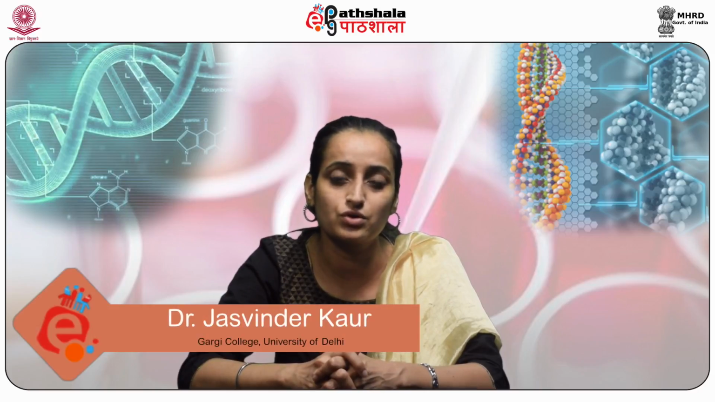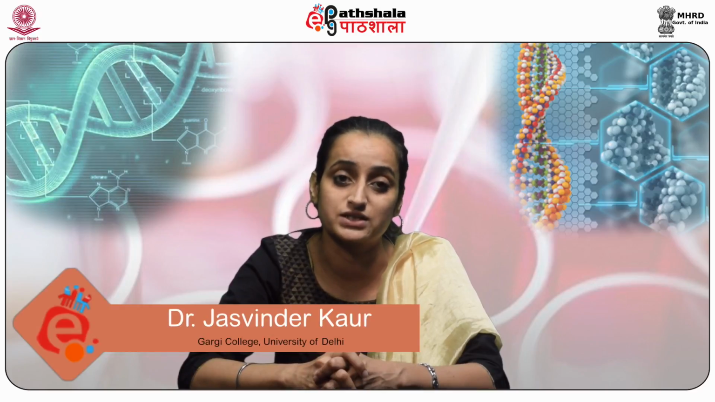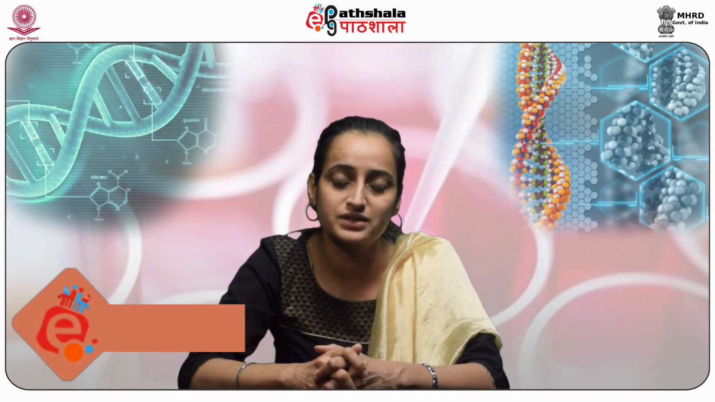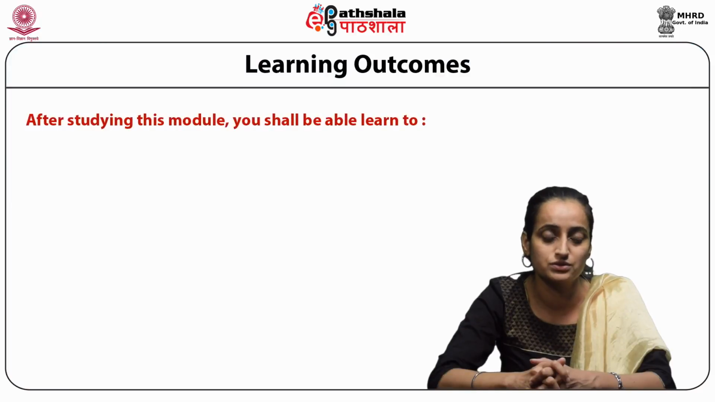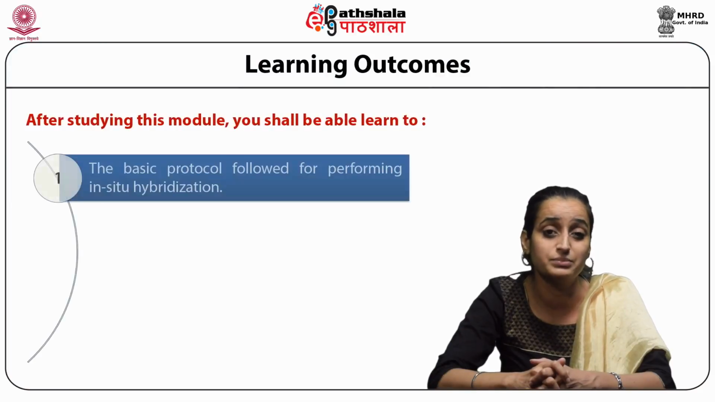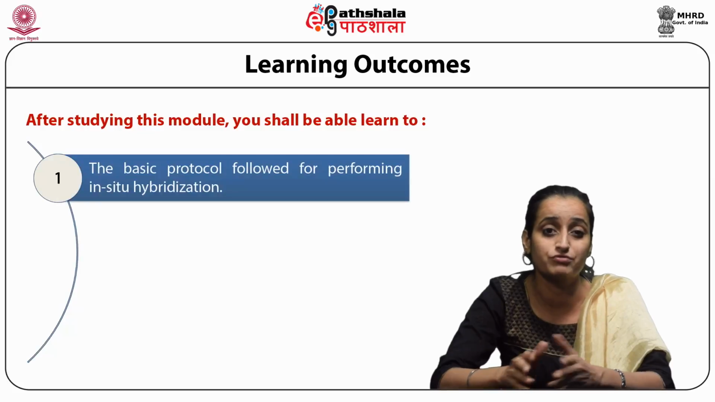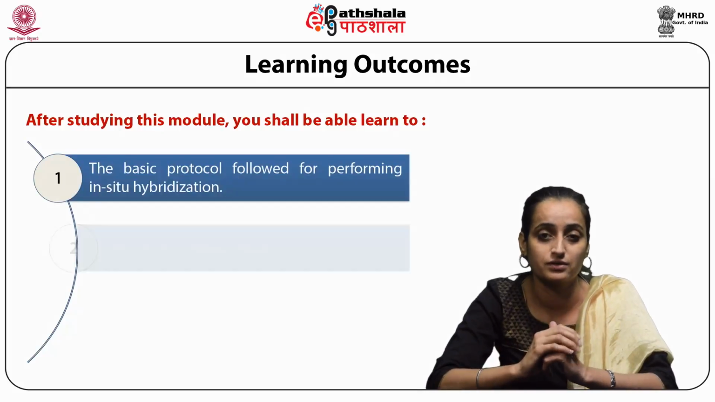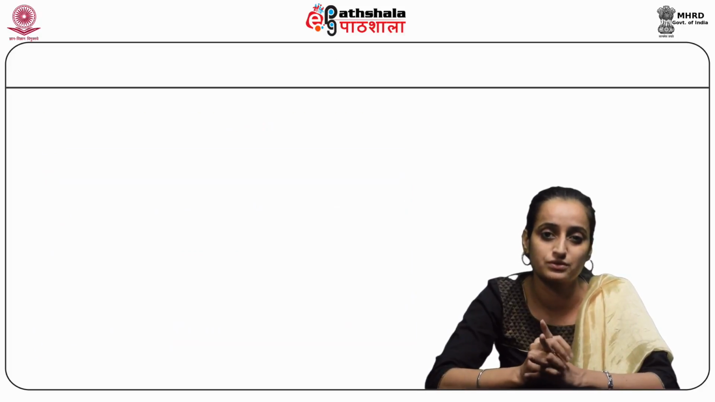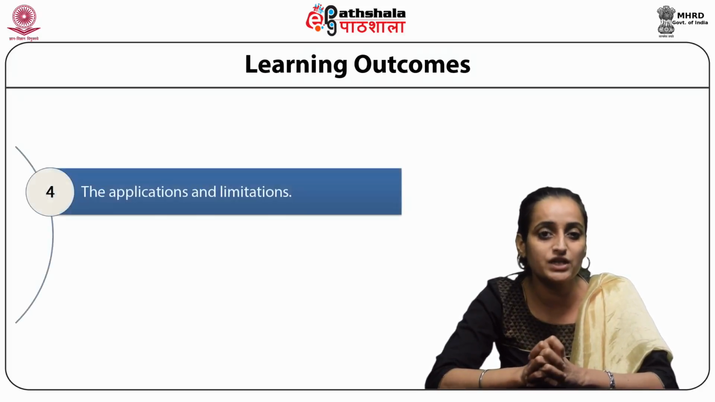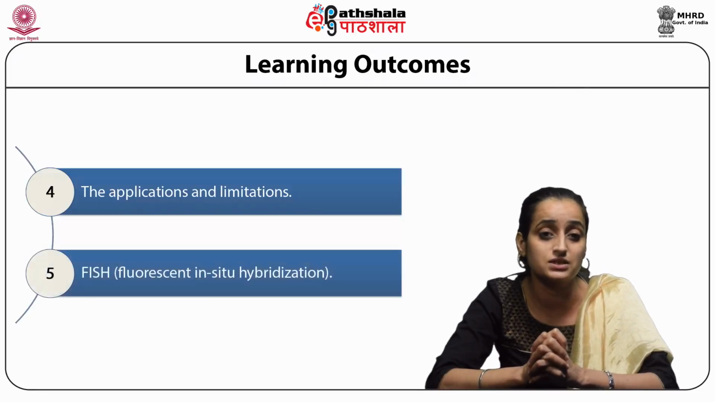Today we are going to talk on the module In-situ hybridization from the paper Methods for Gene Identification. After studying this module, you should be able to learn the basic protocol followed for performing in-situ hybridization, the various probes utilized, and the labeling techniques used. Further, the applications and limitations of the technique will be discussed in brief. In the end, fluorescent in-situ hybridization will also be discussed in brief.